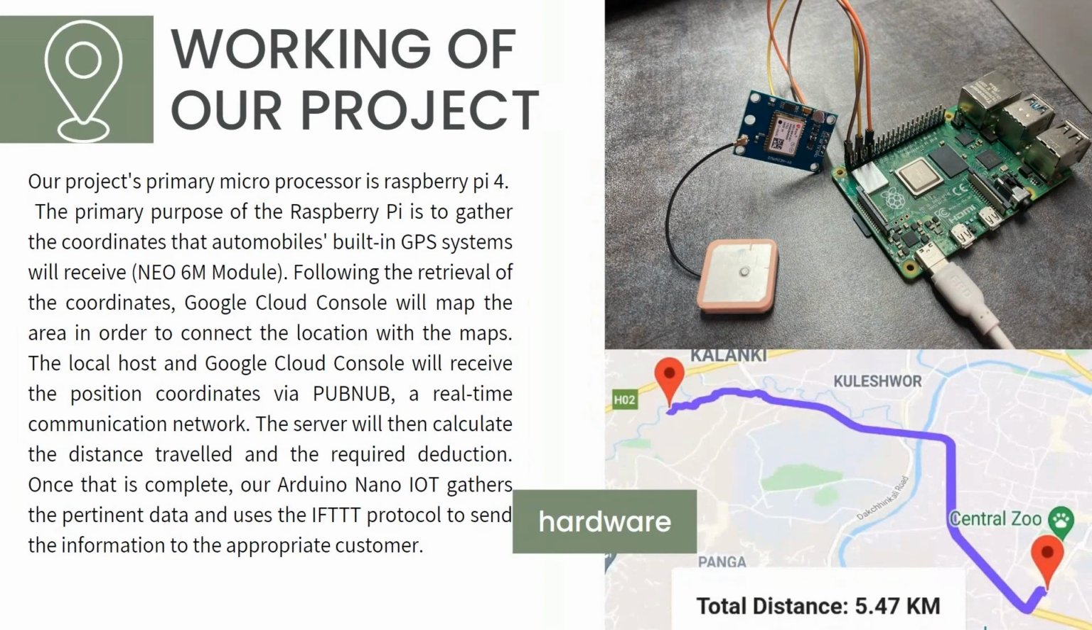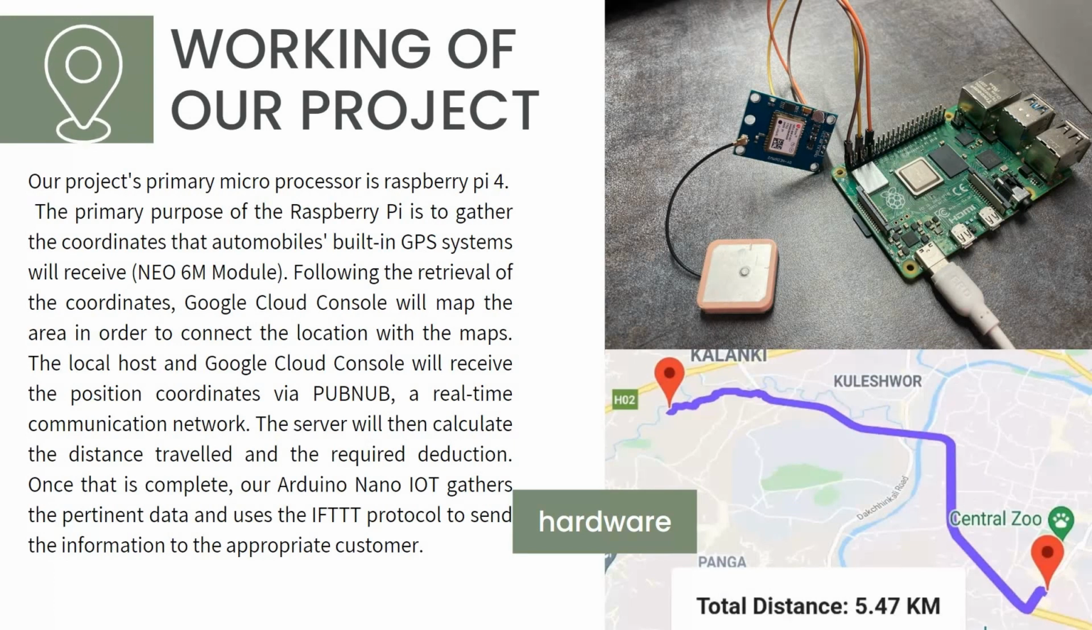Our project's primary microprocessor is Raspberry Pi 4, on which the core of the project resides. Our Raspberry Pi has a very specific purpose, and that was to gather the coordinates of the vehicle that were going to be provided by the GPS module. Once we had accumulated the coordinates, these would be used to trace down the vehicle's location using the mapping interface that we had built via Google Cloud Console. As these coordinates get marked to the mapping API, we will get the exact location of the vehicle.